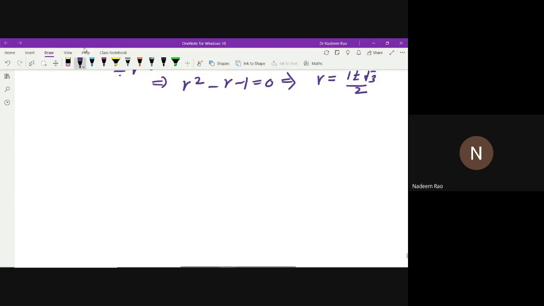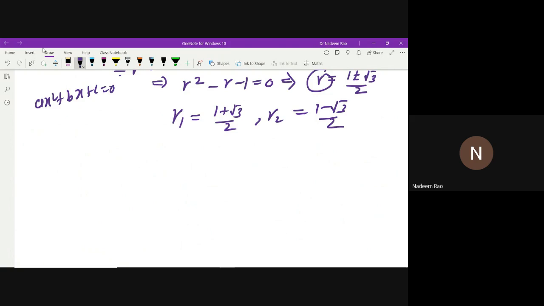Okay, and the two solutions, r1 equals 1 plus square root 5 by 2 and r2 equals 1 minus square root 5 by 2. Actually, you may be confused about where this solution came from; we derived it from Shridharacharya's formula. If you have any quadratic equation ax squared plus bx plus c equals 0, then its solution is x equals minus b plus or minus square root of b squared minus 4ac, upon 2a. Here a is 1, b is minus 1, and c is minus 1. Just substitute all these values in this formula, then we will get this.